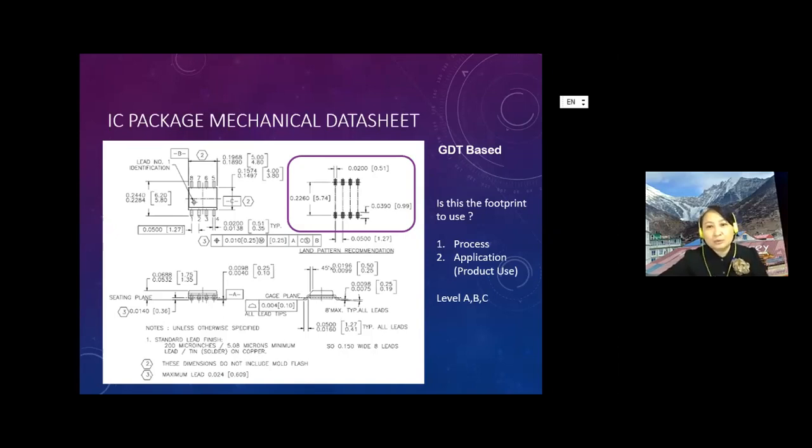You have to select this according to two processes. The first process is the assembly process, which is the soldering process. Is it wave soldering or is it reflow? So it's process-based in terms of assembly. And it can also be application-based, product use. So this is an example where we're going to show you levels A, B, C.